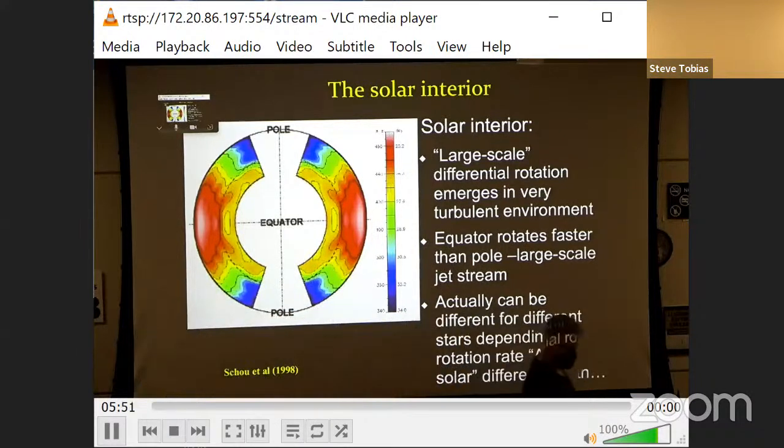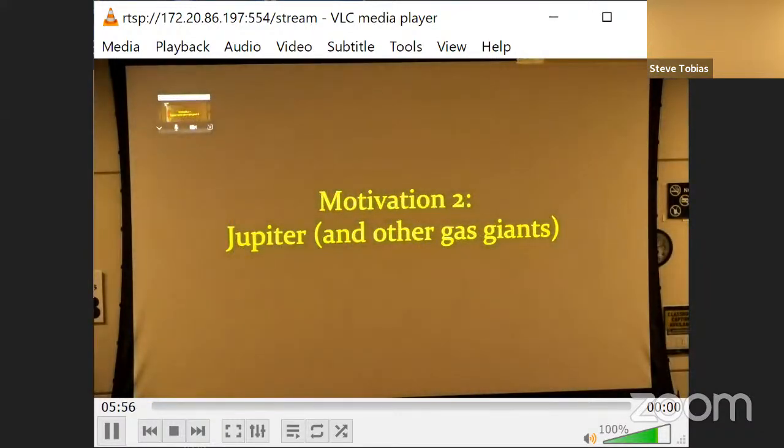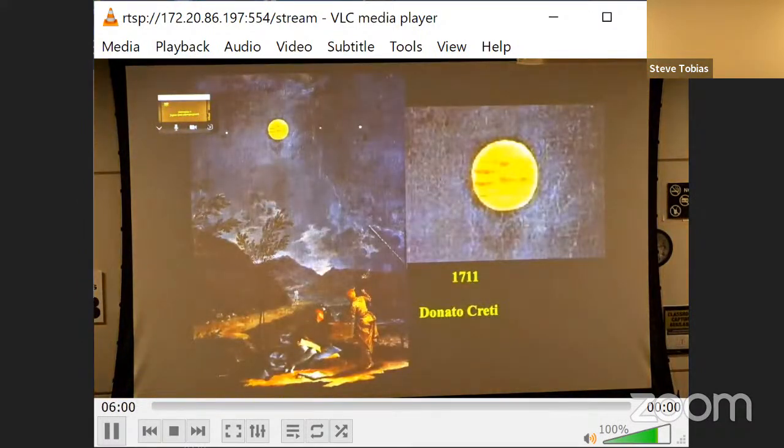Okay, let's have a look at some other astrophysical objects. So Jupiter is a very nice planet to study. This is an example of an early scientific proposal. Now, scientific proposals don't look like this anymore, but they used to look like this.